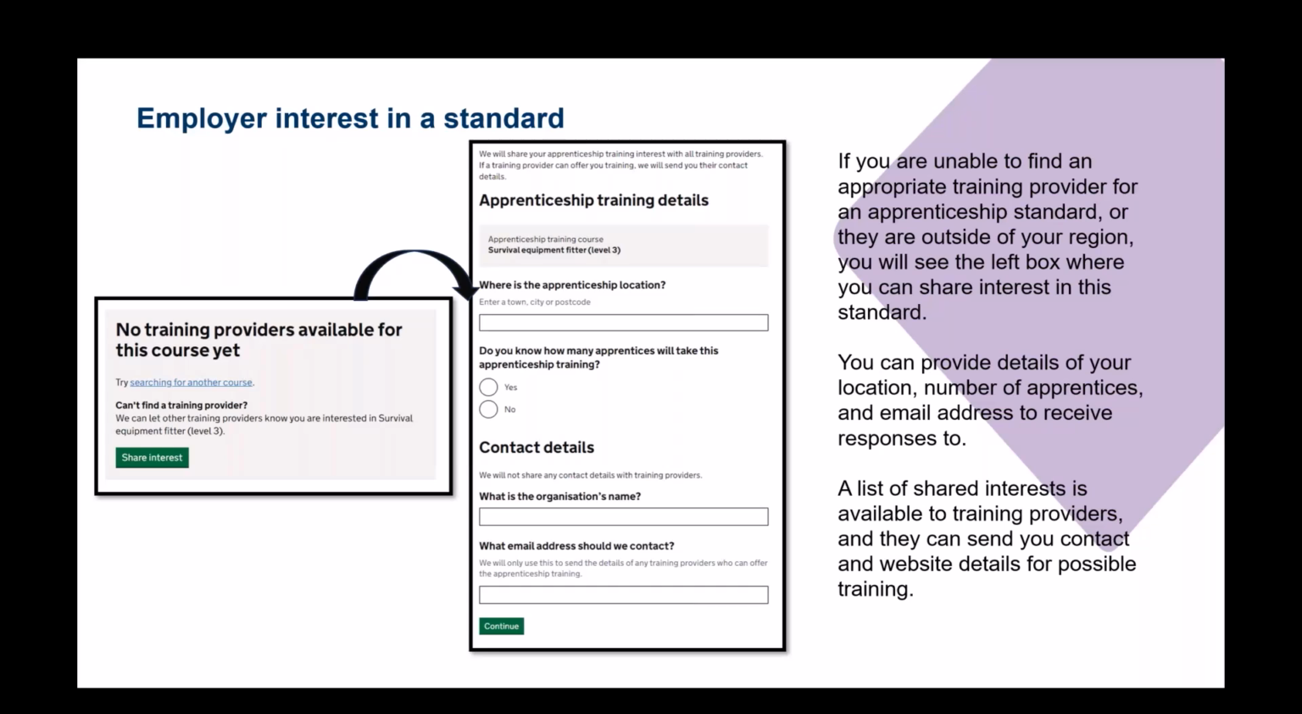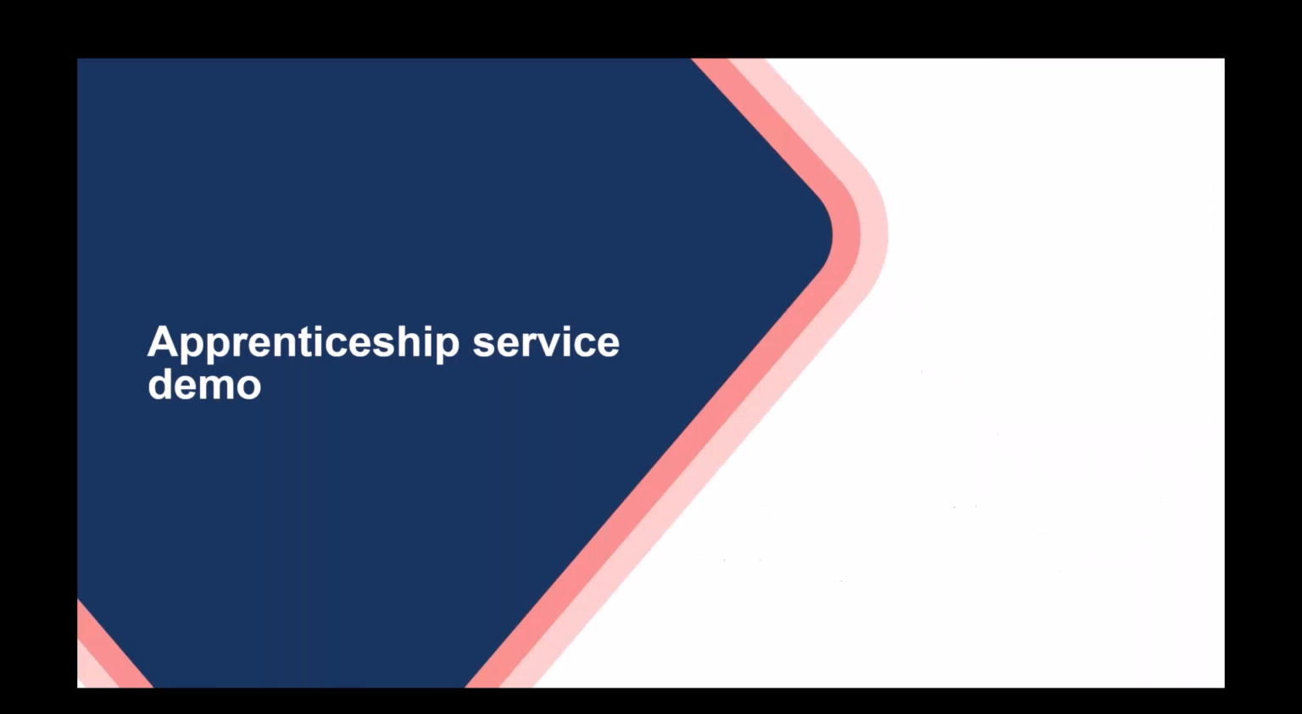As stated beforehand, training providers do not see the name of employers that have shared interest and will only see a location and the number of apprentices you are considering. I'm going to pause there and hand back over to Rob to show how to add an apprentice within an account. Over to you, Rob. Thank you, Nithya. Lovely stuff. Please bear with us whilst we just switch back to the live demo.